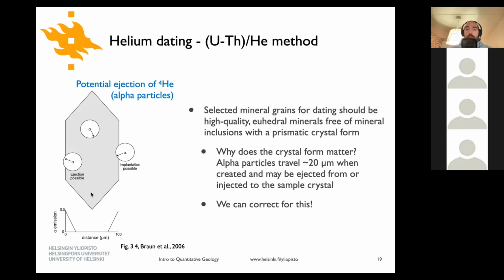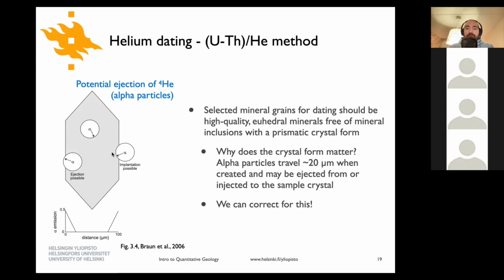So we can compensate for this, but it really relies on being able to have crystals that are close to the shape that we would expect for a nice prismatic apatite, for example. And there's even a note here that yes, it's also possible to have implantation. So if you have another apatite right next to this one and there's alpha decay there, the alpha particle could possibly travel into the crystal even though the decay occurred outside. So this can be accounted for if we know the geometry of the crystal fairly well.